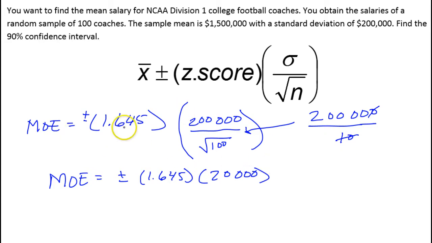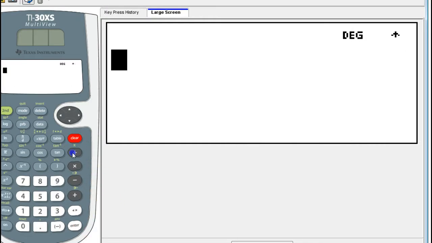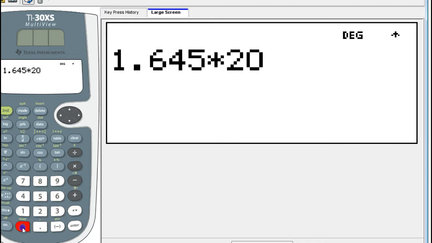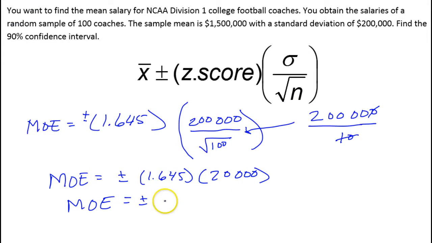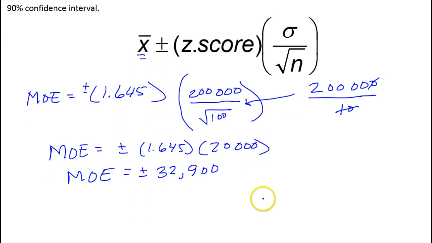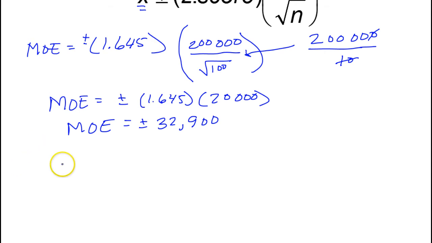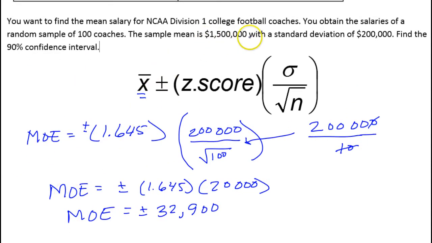Now, you could use a calculator however much you wanted if you didn't like those steps that I just did. You could really put the whole thing in your calculator all at once. Anyway, the margin of error is going to be plus or minus. Now I am going to use my calculator here and do 1.645 times 20,000. So that is 32,900. That's the number that we have to add or subtract to the sample mean to find the interval. So the 90% confidence interval is going to be, let's see, the mean was 1,500,000.